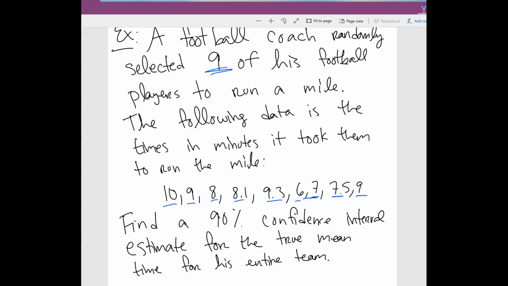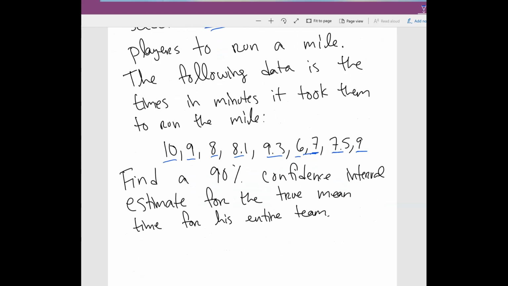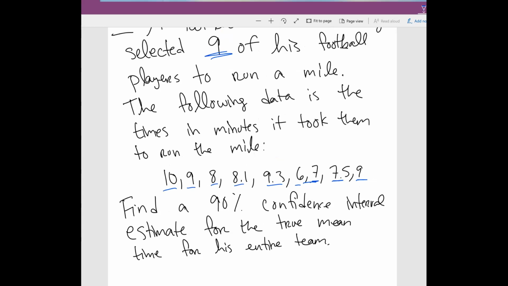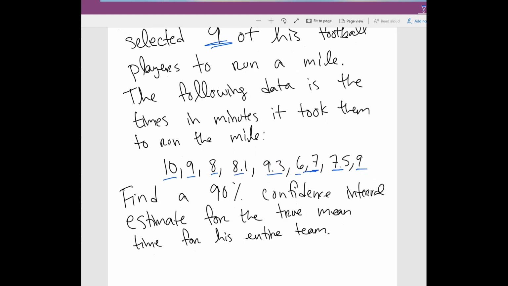Okay. So what we want to do is use this data to find a 90% confidence interval estimate for the true mean time for his entire team. Maybe he couldn't get his entire team, so we randomly selected 9 of them to see where everyone is at.